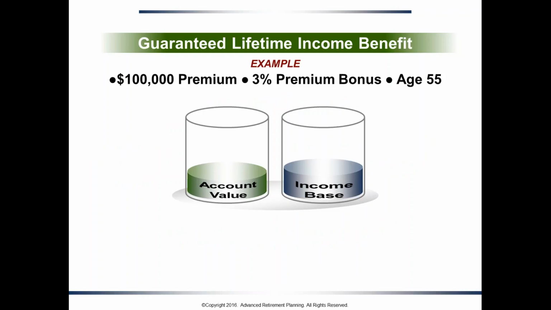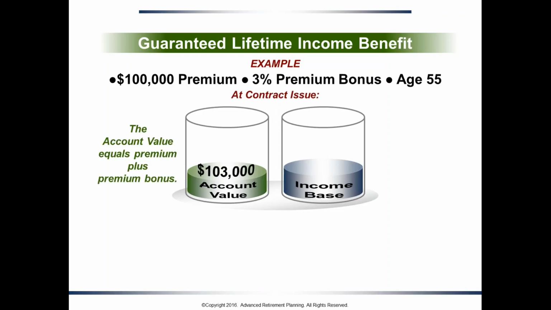Now, let's put math to this. Let's assume age 55. Why age 55? Because the earlier you buy these things, the more income you're going to get out of them, and also because that's getting close to the average age these things are being issued at right now. 100 grand premium, we're going to assume a 3% premium bonus, issued at age 55. So what happens at contract issue? Well, the account value, the real money, if you will, is going to equal that premium plus bonus. So we put in 100 grand, we got a 3% bonus, we got $103,000 account value.